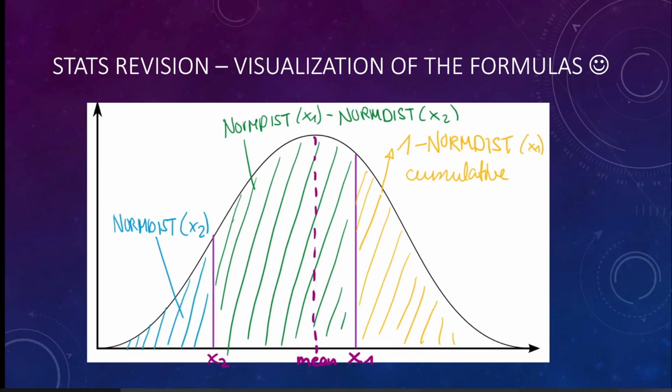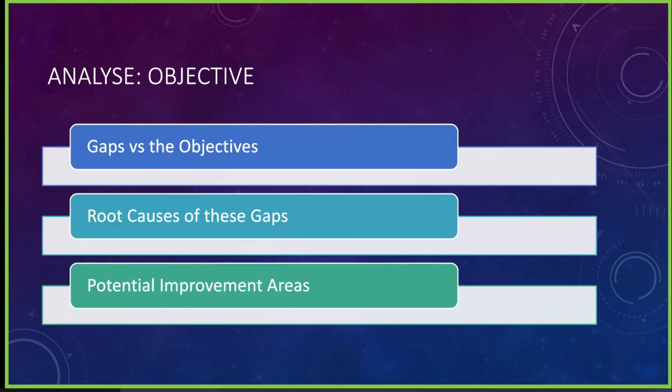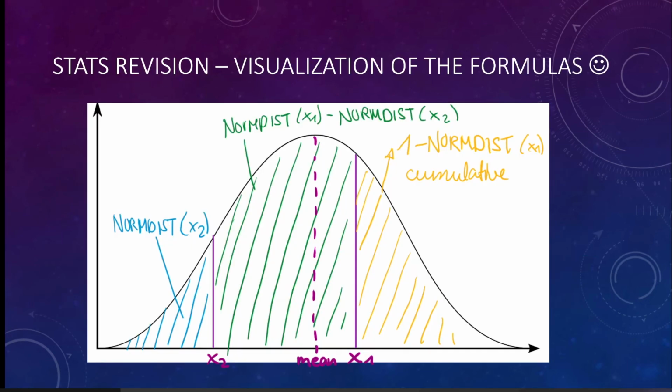Then here we have a little revision of how it works with the formulas. So usually if you have a curve and you look for anything above a certain value, let's say the yellow part is above x1, then what you're looking for is you calculate everything for the maximum, so 1, and then you minus the norm dist function for x1.